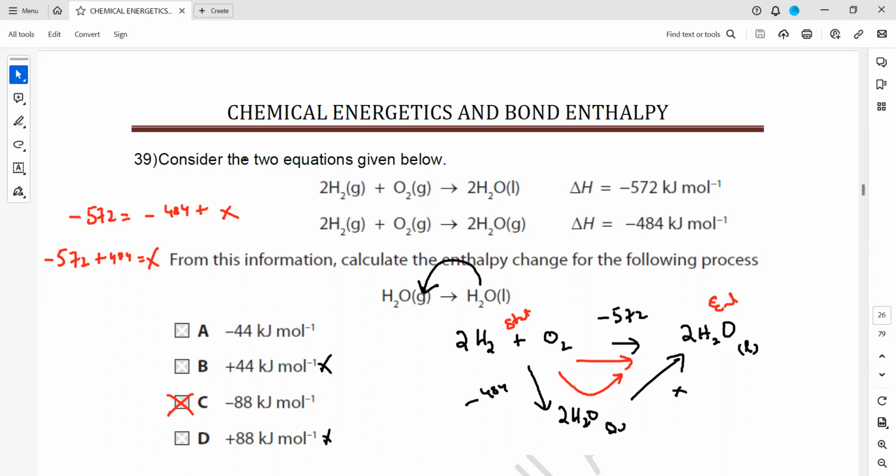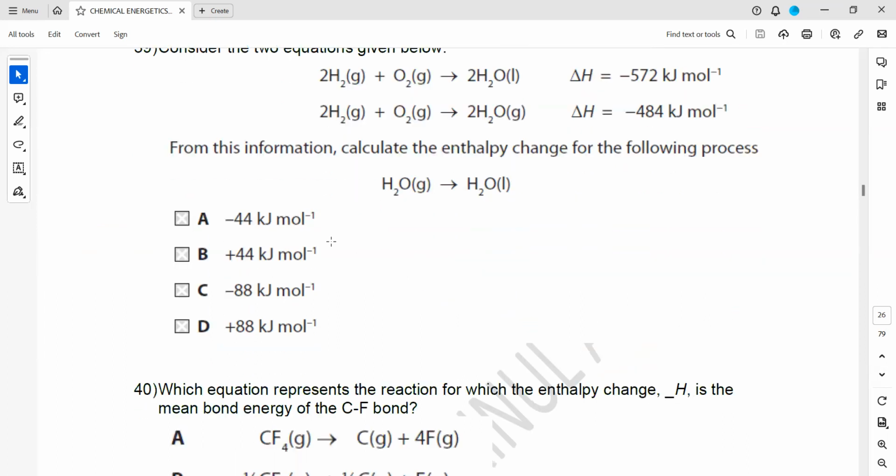Is it clear, this one? Okay. So it's important that you relate the two equations by making a cycle.